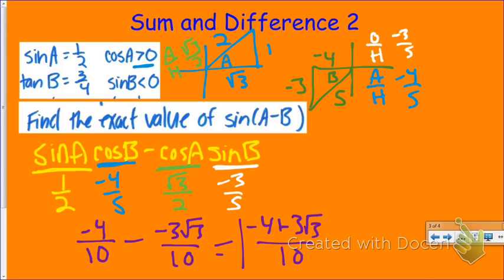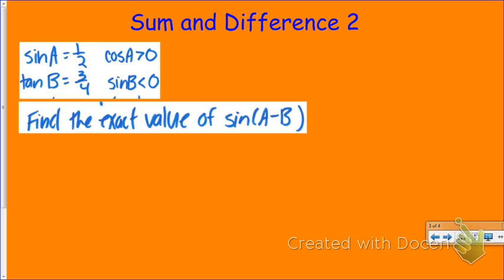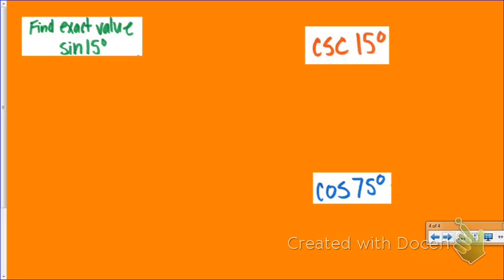And I cannot divide 2 out of this one. Even though 4 and 10 are both divisible by 2, the 3 is not, so I'm going to have to leave it here. Alright, so there's one other application of these that we can use, and that is going to be to find some exact values we haven't found yet.